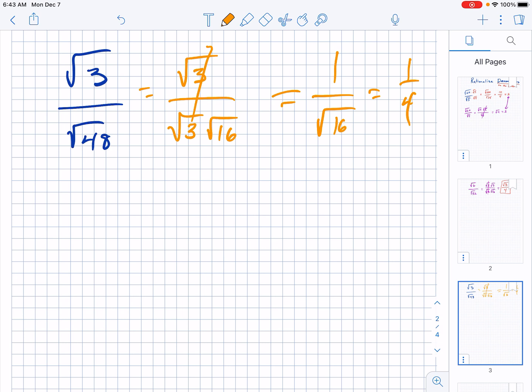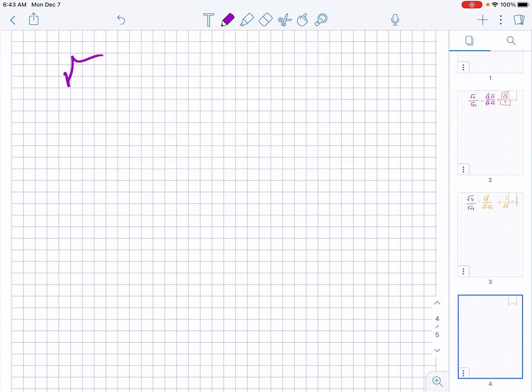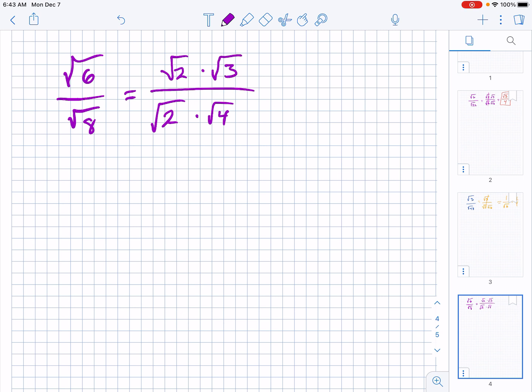All right, let's try this one. Last one. Okay, we have the square root of 6 over the square root of 8. Let's see, the square root of 8 is 2 times 4. Square root of 6 is 2 times 3. I can cancel out the 2's, the root 2's, and I'm left with square root of 3 over square root of 4. So let's see, this is the square root of 3 over 2. You know what, maybe I better try one more.